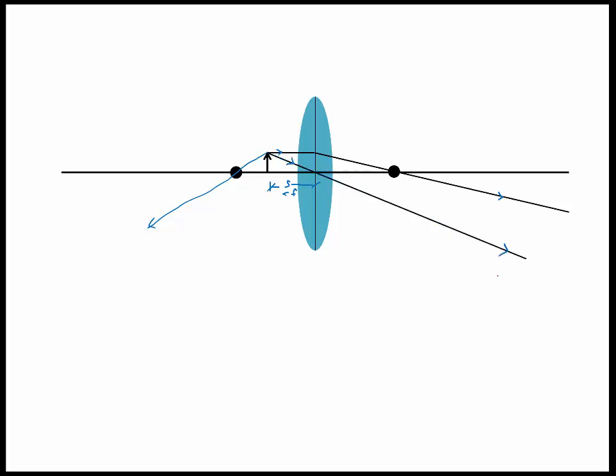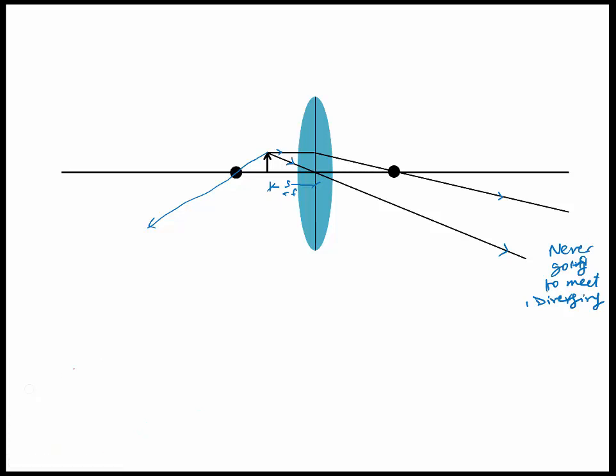And so now we see something interesting. These 2 rays of light are diverging. You can see that they keep getting farther and farther away. So they're never going to meet on this side of the lens because they're diverging.